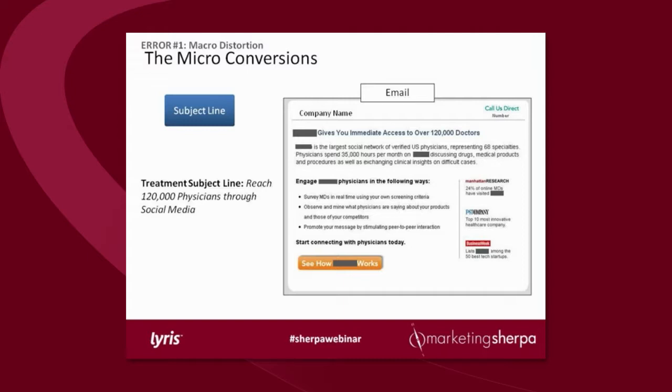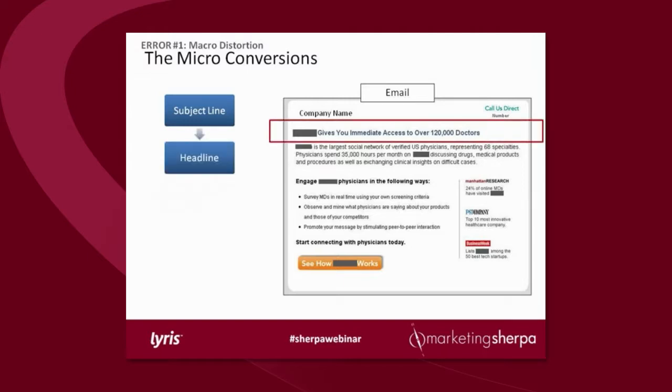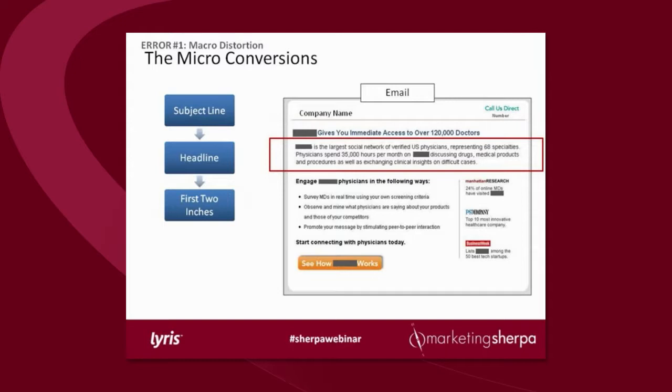Who are these 120,000 doctors? You take a look at the headline, yes. When I opened it up, that's what I see. I want to know more about it. Okay, well, tell me more about these doctors. Well, they're not just physicians, they're verified. They're represented across all 68 specialties. So if I've got a particular pharmaceutical that may be prescribed by a certain specialty, I might actually be able to learn more about it.